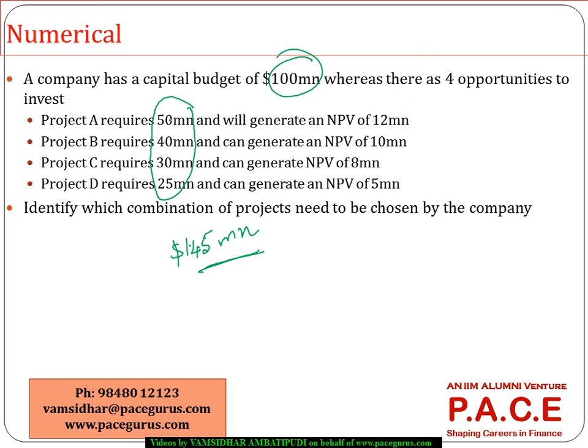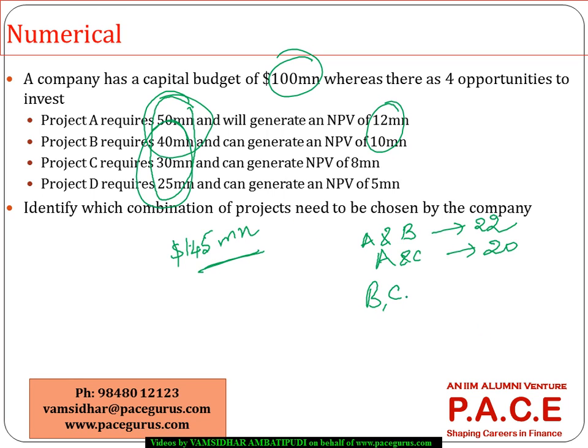So they can think of choosing A and B. But if they choose A and B, the NPV is going to be 22 million. But if they choose, let's say, A and C, NPV is going to be 20 million. But if they choose B, C, D, removing A, which is having a high priority or which is giving the highest NPV, it is still within the budget: 40, 30, 25, 95 million. But the NPV is going to be 23 million.